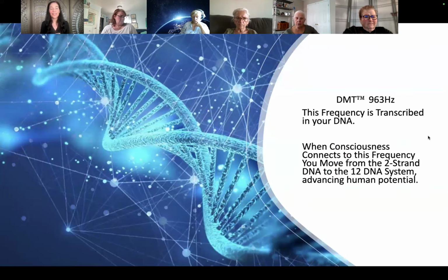So this frequency of DMT, the chemical, is measured at 963 hertz. Well, guess what? The frequency of source is also measured at 963. And this frequency is released when you're born and when you die. And then it can be released in deep levels of meditation. And of course, if you're doing any sort of psychedelic.